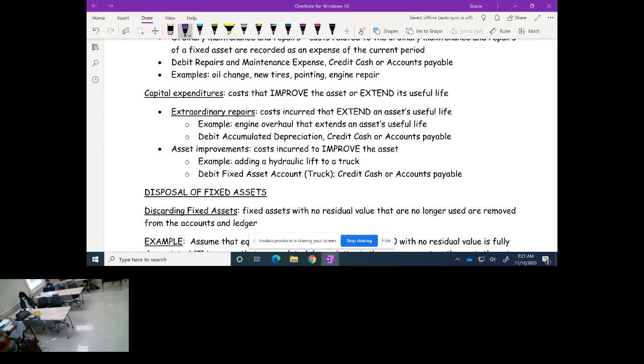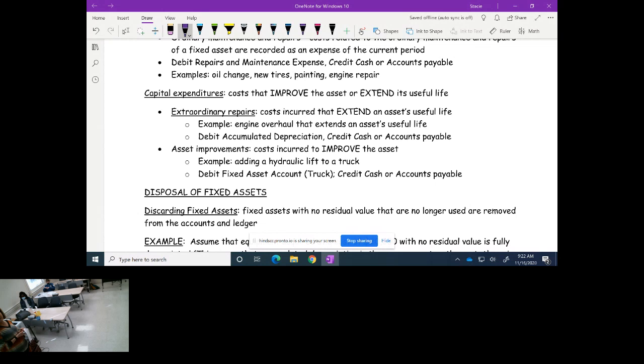But you also have to think about, how much does a rig cost? Like 150? A used one could be anywhere from 50 to 60 to a couple hundred thousand dollars, can it? An 18-wheeler rig, cab, whatever. So, anyway, extraordinary repairs, like an engine overhaul, that's going to extend the life.